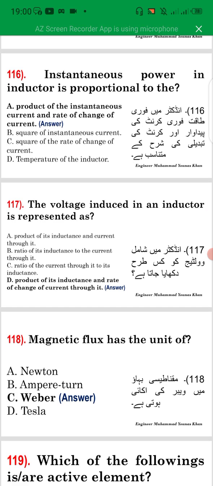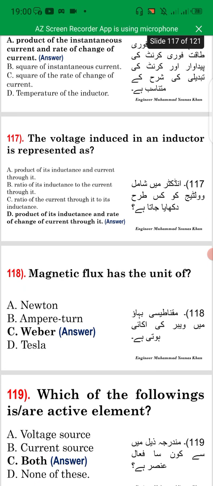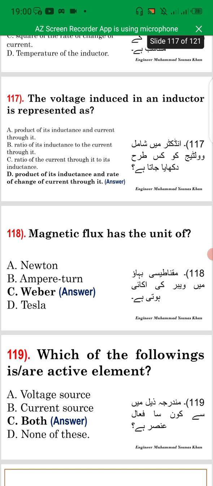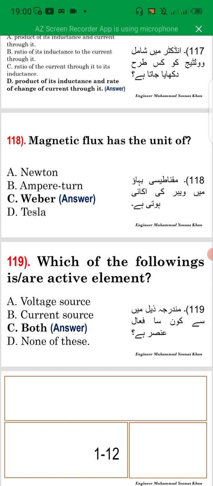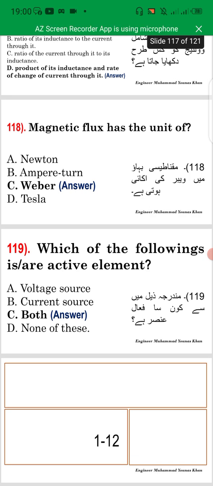The voltage induced in an inductor is represented as the product of its inductance and current through it, ratio of its inductance to the current through it, ratio of the current through it to its inductance, product of its inductance and rate of change of current through it. Product of its inductance and rate of change of current through it. Magnetic flux has the unit of Newton, ampere turn, Weber, Tesla. Weber. Which of the following is an active element? Voltage source, current source, both, none of these. Both.